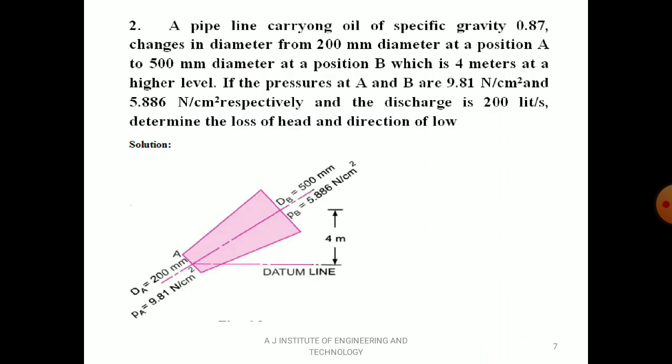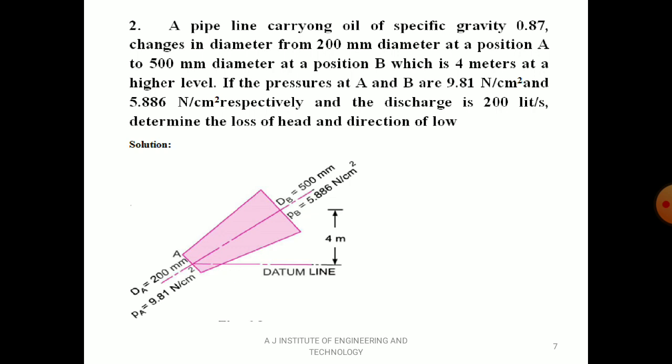A pipeline carrying oil of specific gravity 0.87 changes in diameter from 200 mm diameter at position A to 500 mm diameter at position B, which is 4 meters at a higher level. If the pressures at A and B are 9.81 Newton per centimeter square and 5.886 Newton per centimeter square respectively, the discharge is 200 liter per second. Determine the loss of head and direction of flow. So I have to find loss of head and direction of flow here, whether the fluid is flowing from lower section to upper section or upper section to lower section. So I have to determine and calculate loss of head, that is HL.